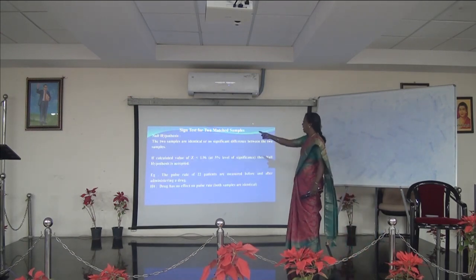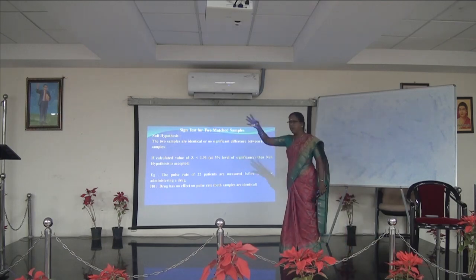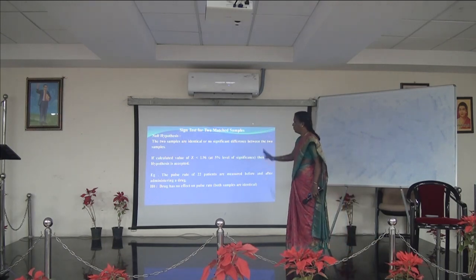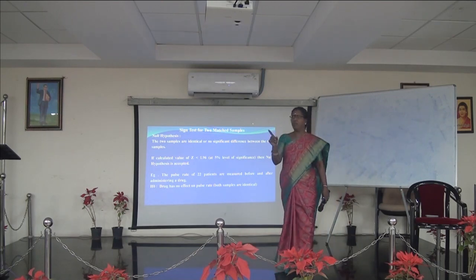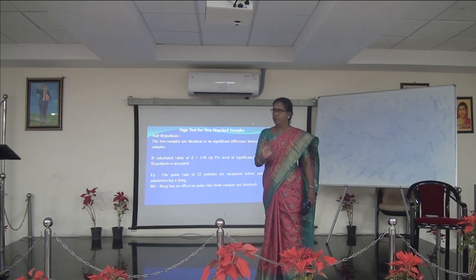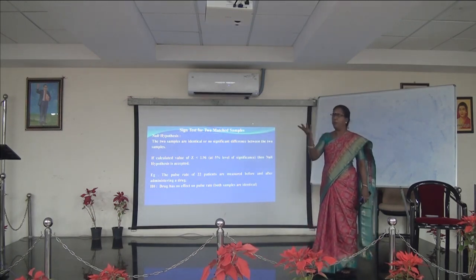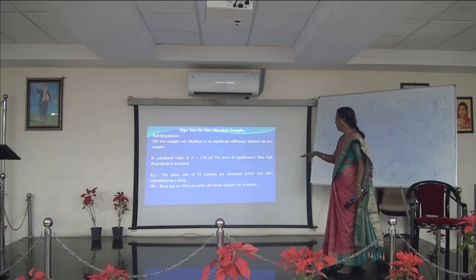Null hypothesis: the two samples are identical, or there is no significant difference between the two samples. You are going to apply the formula. After applying, if the Z value is less than 1.96 at the 5% level, you accept. Otherwise, you reject, and we come to a conclusion that the two populations are differing. Going to the next one.